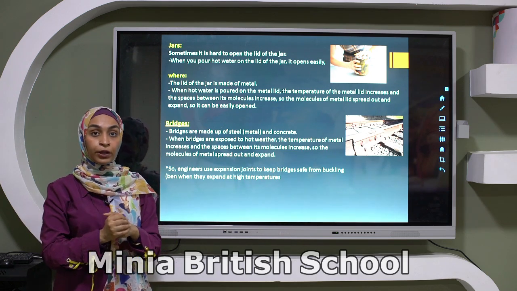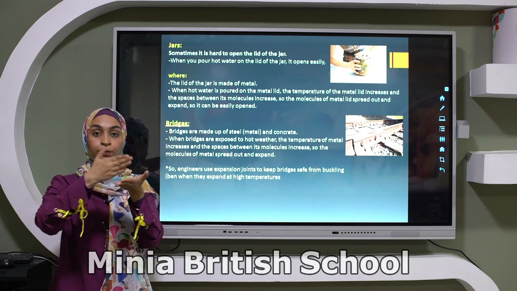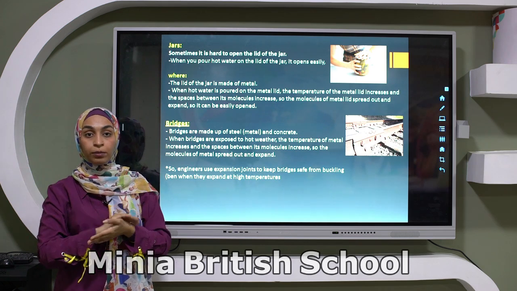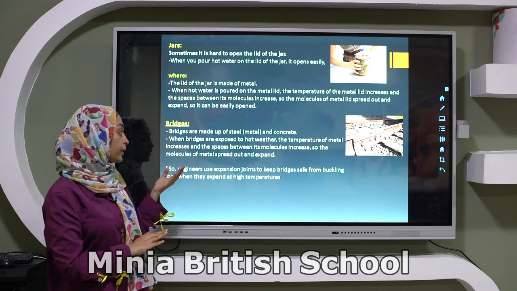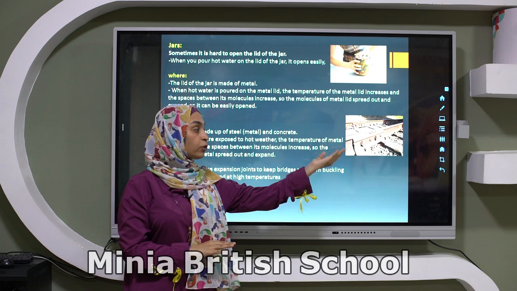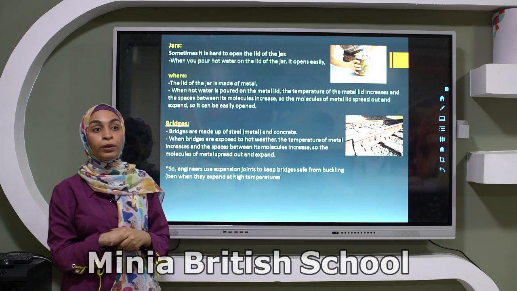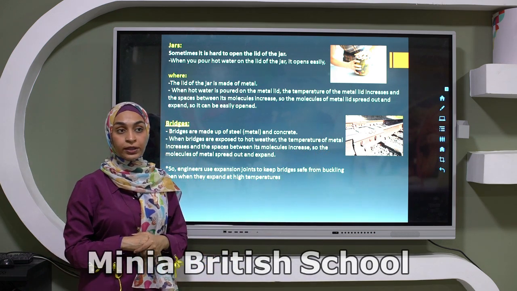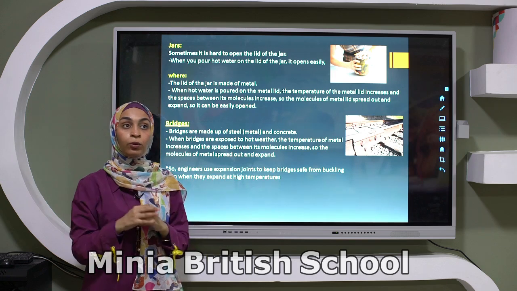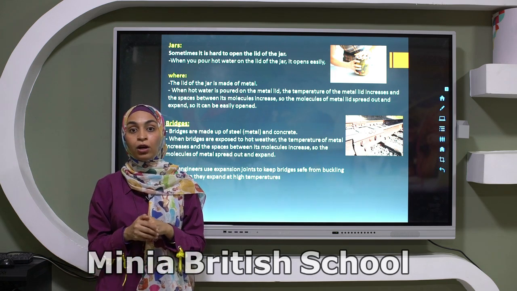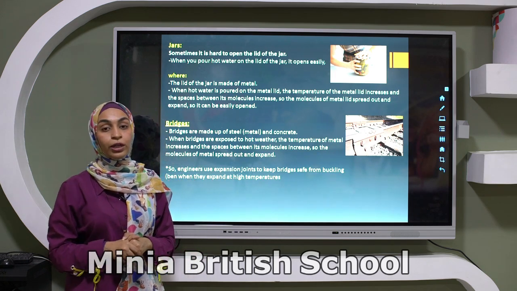So to keep the bridges safe, we have to leave spaces between each bar, and also engineers can use expansion joints to separate between them, to keep the bridges safe from buckling when they expand at a very high temperature. So today we talked about what?